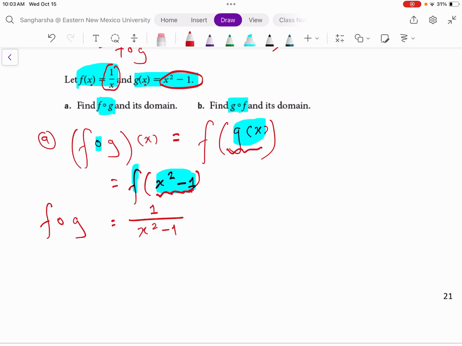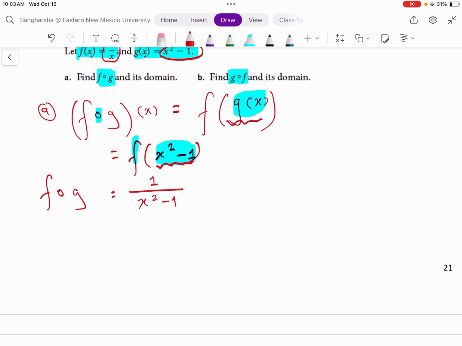Okay. Next we are asked to find the domain for this function. So let's find the domain of f composite g. Now what kind of function is f composite g? So our f composite g is equal to 1 over x squared minus 1. And what is the type of this function? Is it a linear function, quadratic function, square root function, rational function, absolute value function? What kind of function is f composite g?